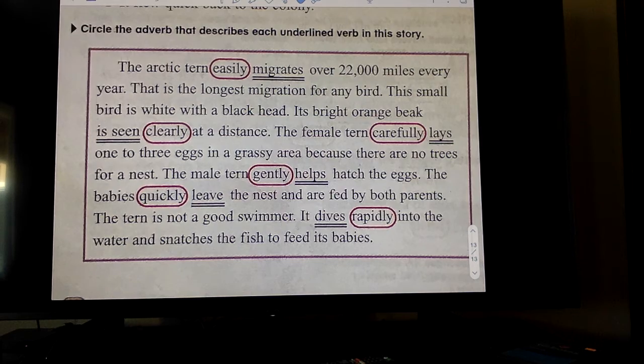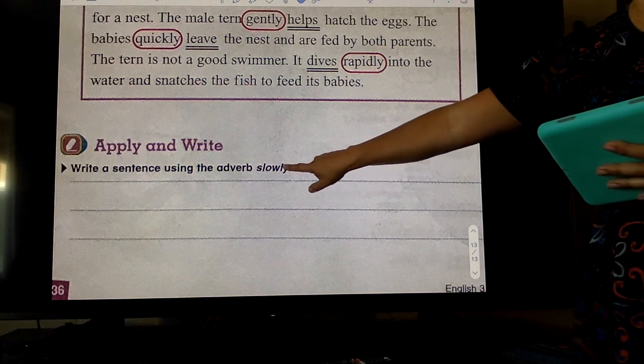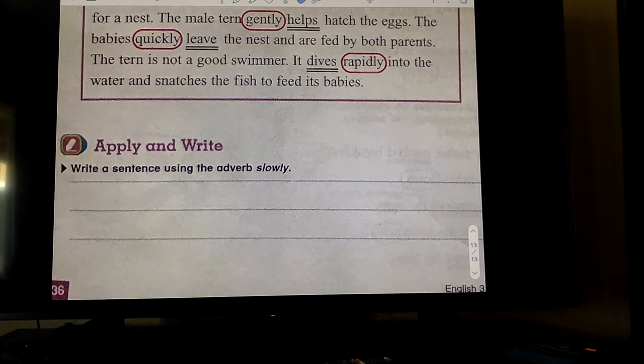All right, now all of you down here are going to do this on your own. Write a sentence using the word slowly. Make sure slowly is describing an action that you're doing. All right, guys. So I'm back. I want you guys to go ahead and try doing that last sentence, and then I'll be calling you guys later to kind of go over any areas that were tricky or that you missed.